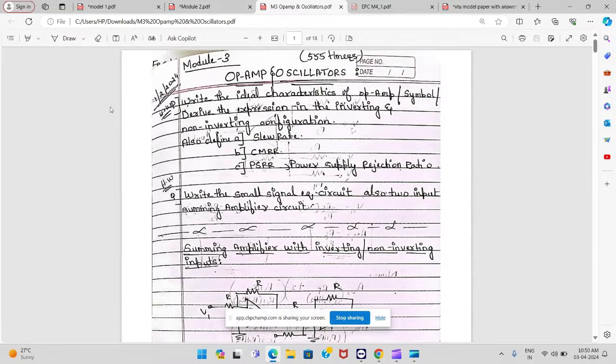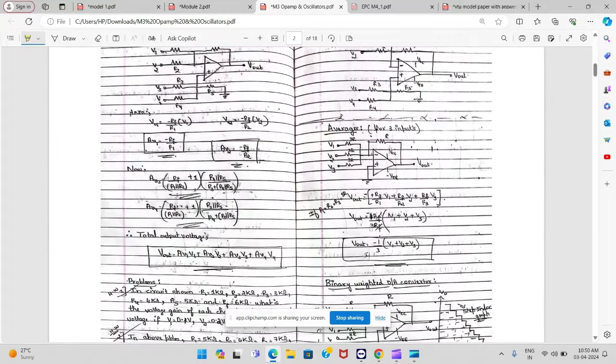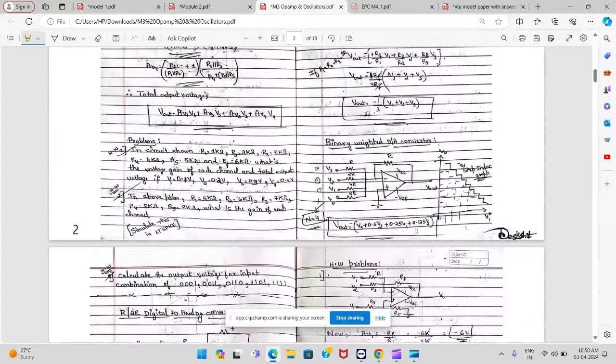So, op amp and oscillators, the first thing that we need to know, the basic things, are that we need to write the ideal characteristics of op amp. Also, we need to know the expressions for inverting and non-inverting configuration, and also we need to know slew rate, CMRR, PSRR, all these definitions. They might ask as a sub question in the exam, and write a small signal equivalent circuit and also for a two input summing amplifier. Okay, and these and all are the stuff, a few of the important problems.